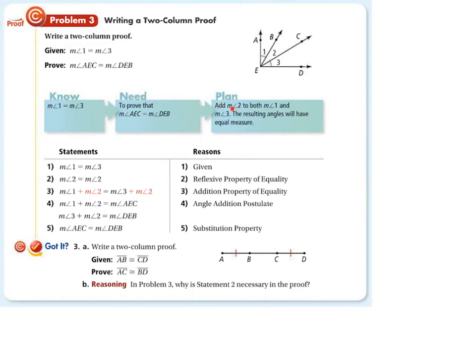We're going to add the measure of angle 2 to both of them. If we had this and this are equal, then adding the same amount to both of them in the form of the measure of angle 2 should do it, okay? So that's going to be the plan. How do we do it? We say what we know.